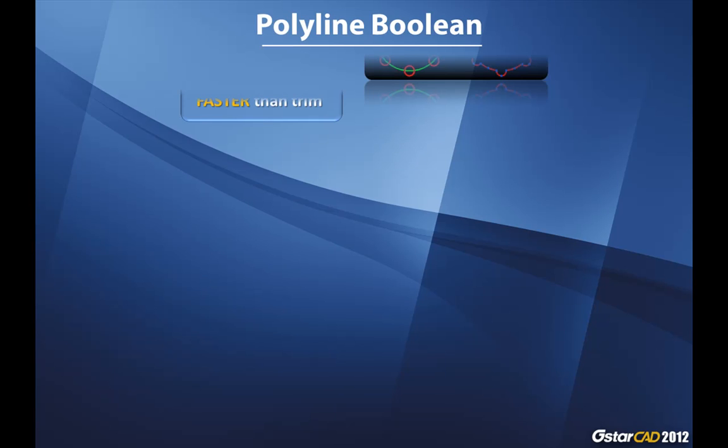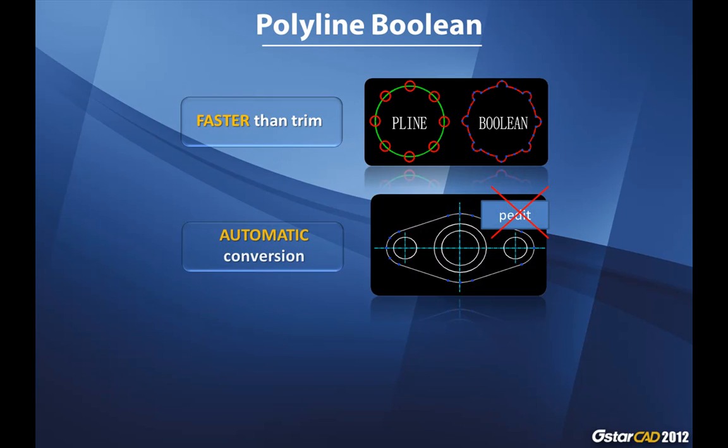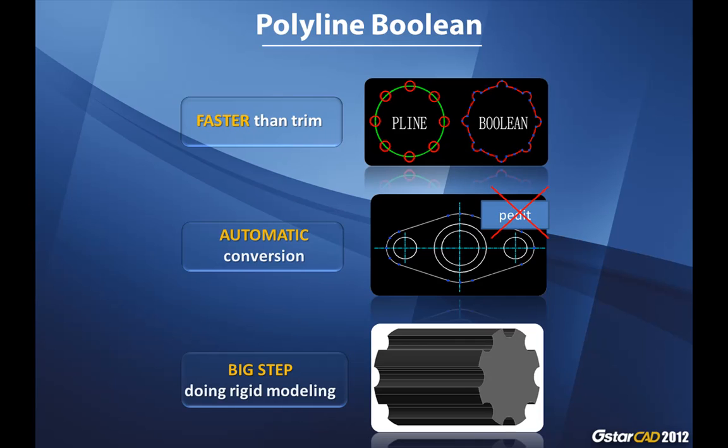Polyline Boolean is faster than trim. Yes, it's faster than trim at cutting the closed entities. Automatic conversion: yes, you don't need to use the pedit command to join the individual entities and convert to a polyline. And finally, it is a big step for rigid modeling, because you already converted to a polyline, and then it's easy for you to perform modeling. So Polyline Boolean is a new plugin incorporated in GstarCAD 2012.